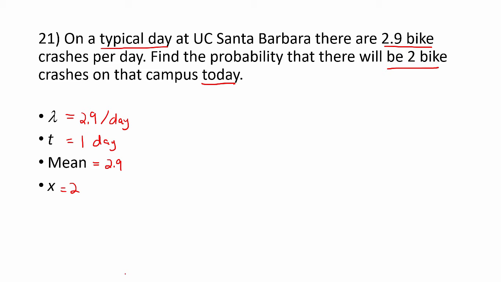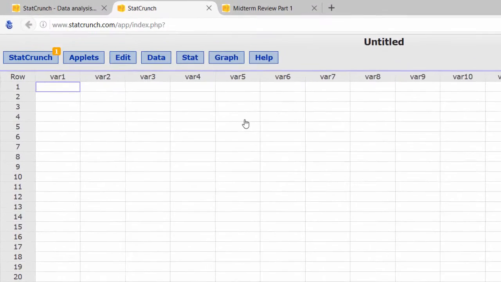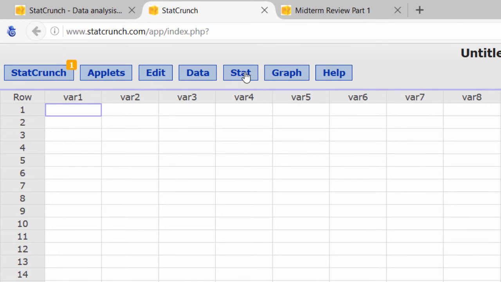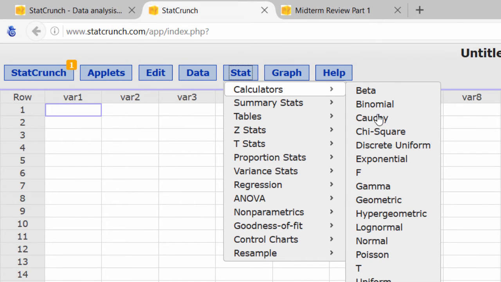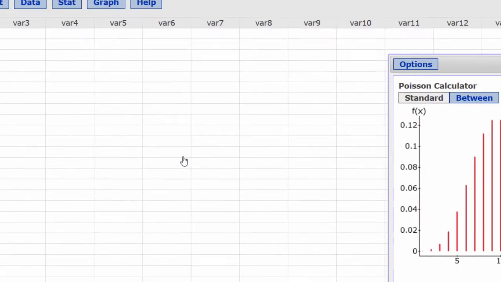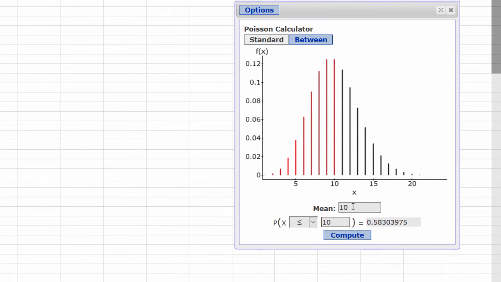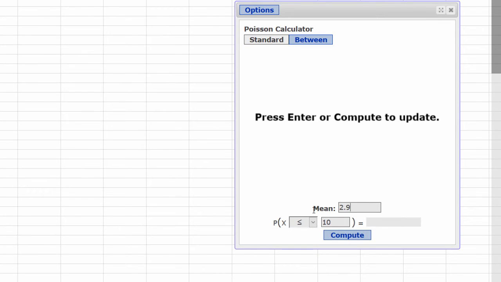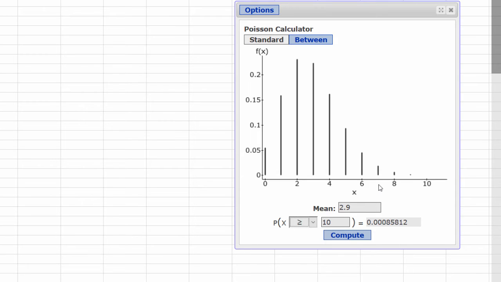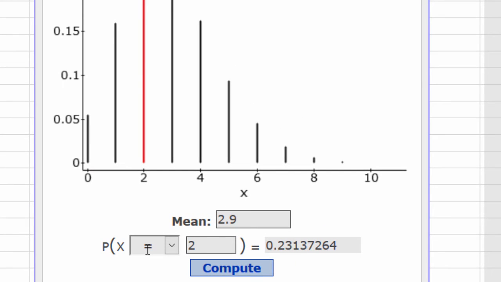Let's go to StatCrunch. For this example, we need the Poisson probability calculator, Stat, Calculators, Poisson. The mean for this problem was 2.9, and we were looking for x to be equal to 2. So change the sign to be equal to. The value is 2, press compute, and there's our probability. To 4 places, that's 0.2314.